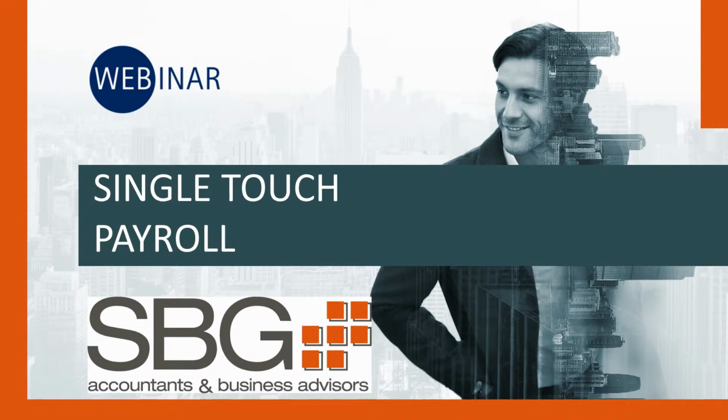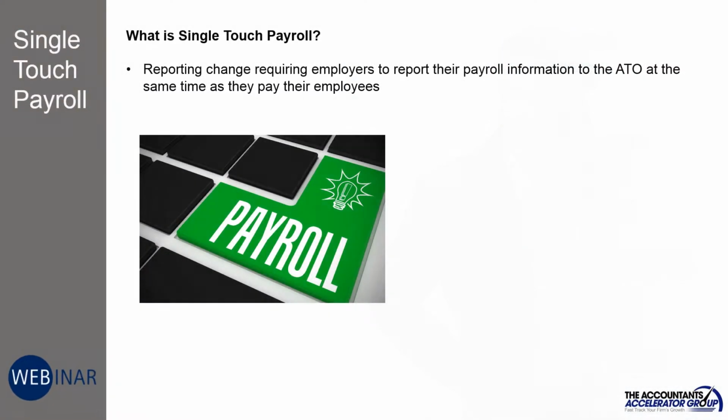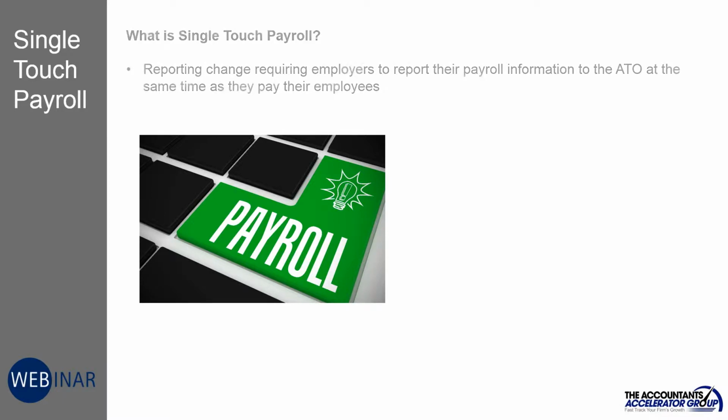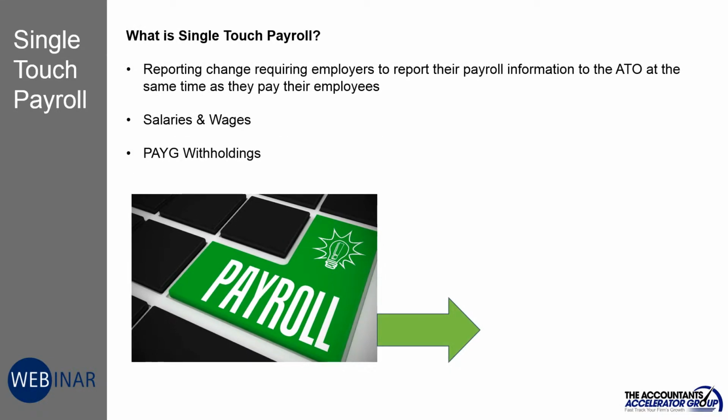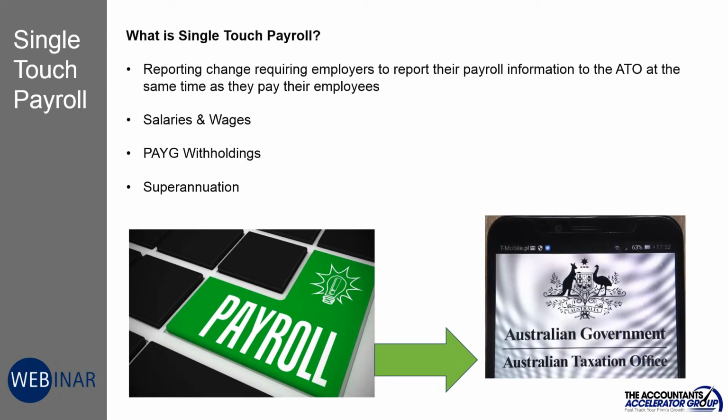Single Touch Payroll, or STP, is a tax office reporting change that requires employers to report their payroll information at the same time as they pay their employees. This means you'll be required to report salaries and wages, pay-as-you-go withholdings, and superannuation every time you pay your employees.